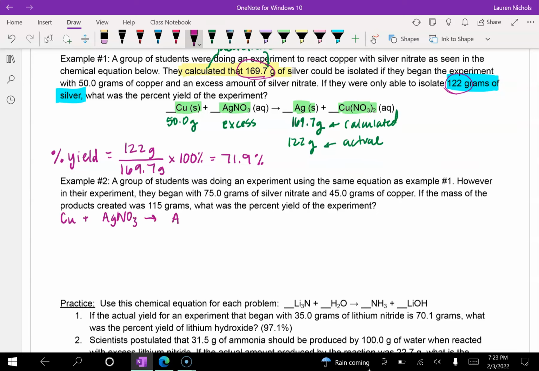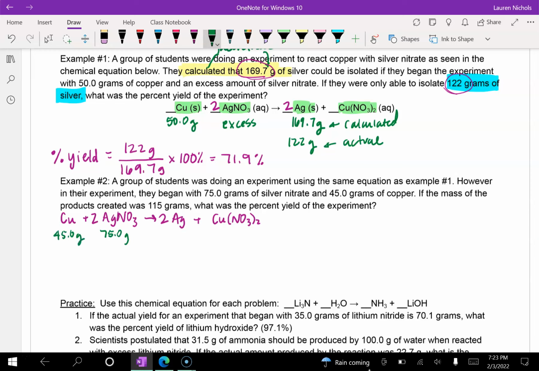and it's producing silver plus copper nitrate, which we didn't need to do last time, but I'm realizing now we didn't actually balance it. So you would need a 2 in front of both compounds containing silver in order to balance out that equation. So let's balance that out. Okay, so we began with 75 grams of silver nitrate and 45 grams of copper.